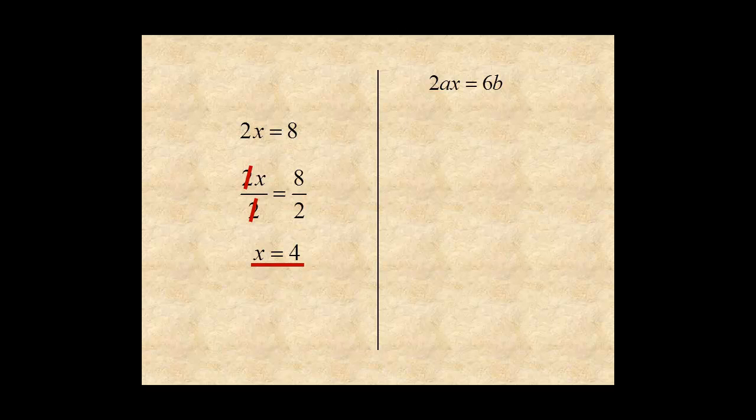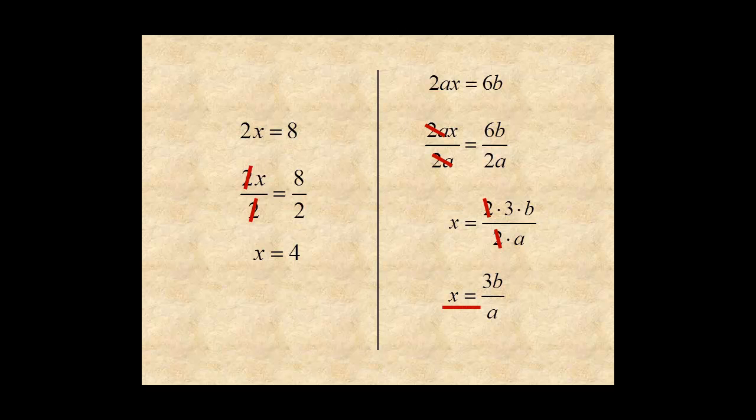For the literal equation on the right, the coefficient of the x variable is 2a, so divide both sides by 2a for x equals 6b over 2a. Then factor the numerator and denominator and cancel common factors of 2 for the solution x equals 3b over a.